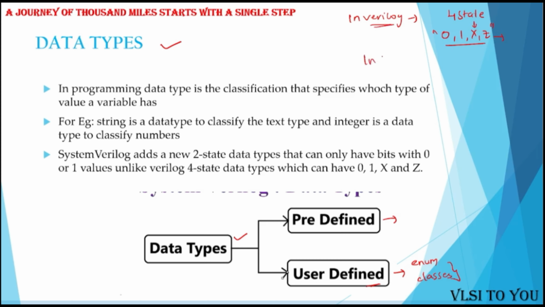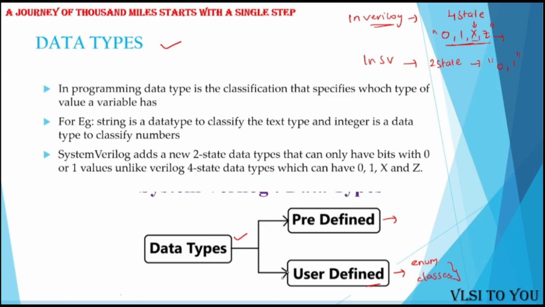But in SV, along with this four state, two state is also introduced. Two state means it has only two values, either 0 or 1. It can't give you values like X and Z as you see in Verilog. In some data types you won't see X and Z values in SystemVerilog. This is one of the major differences between Verilog and SystemVerilog data types. Hope you got the point.